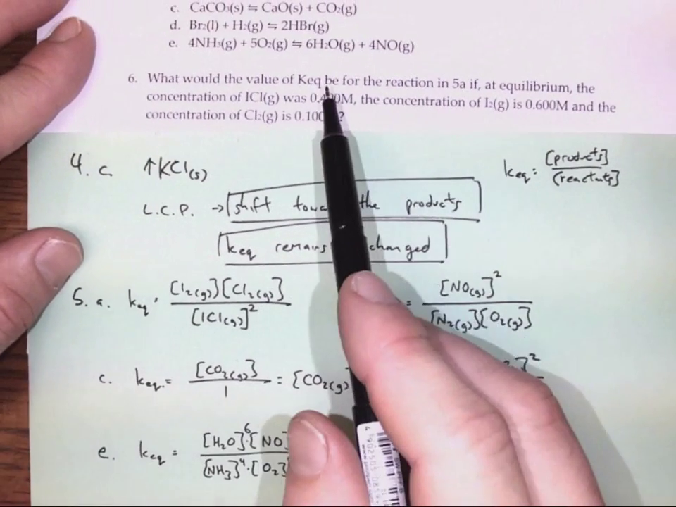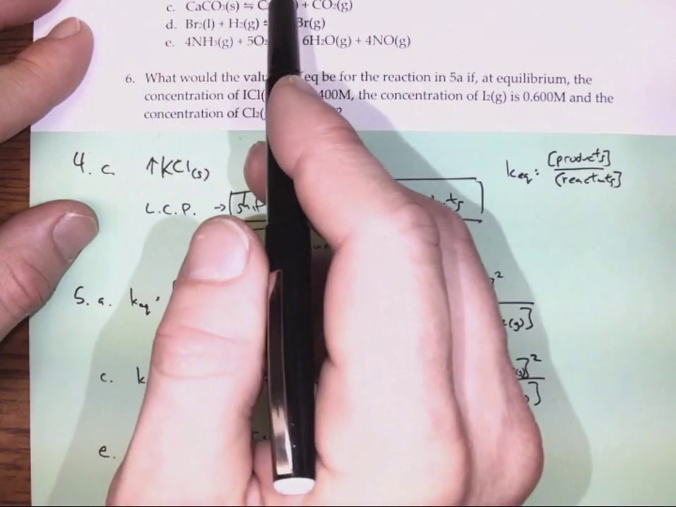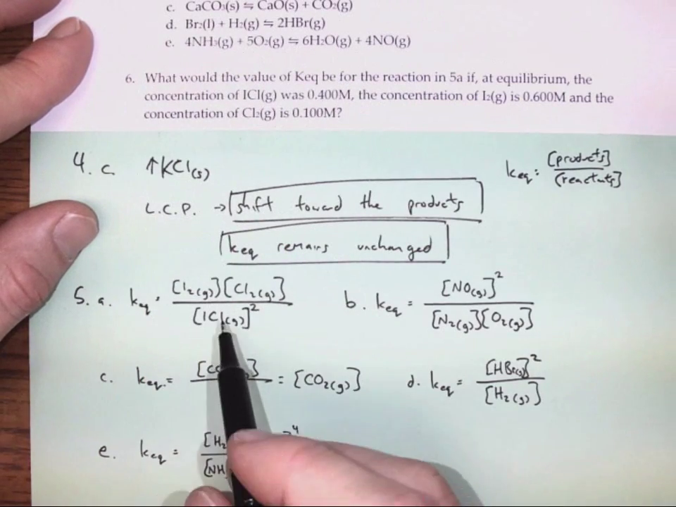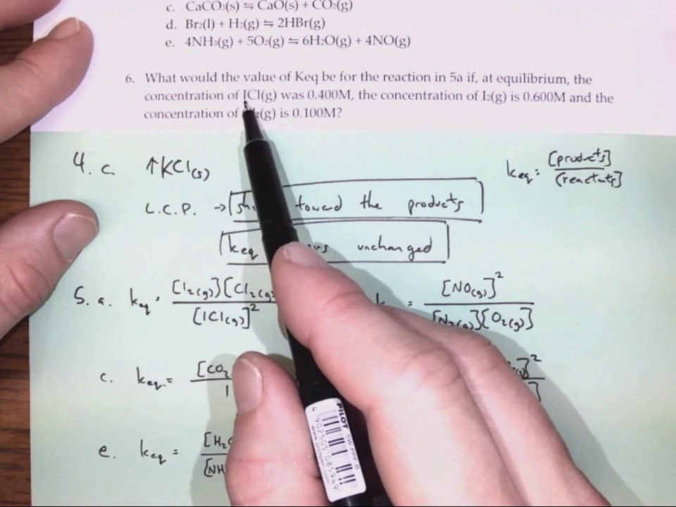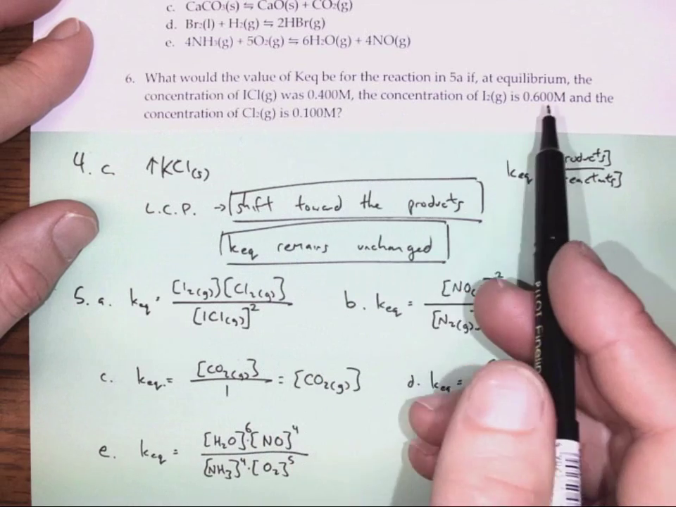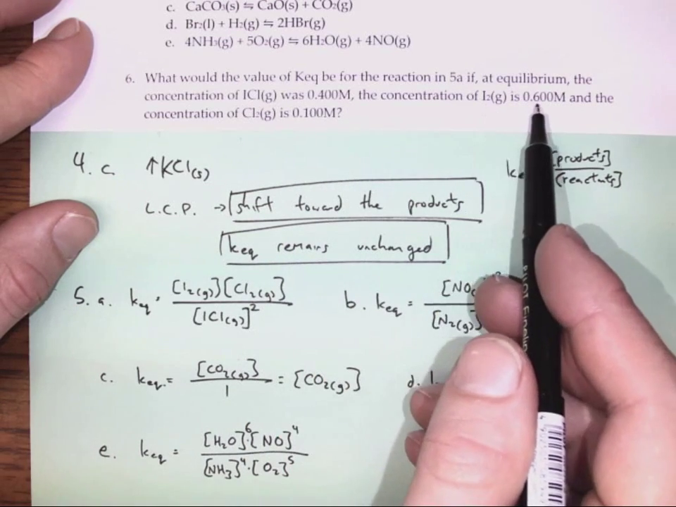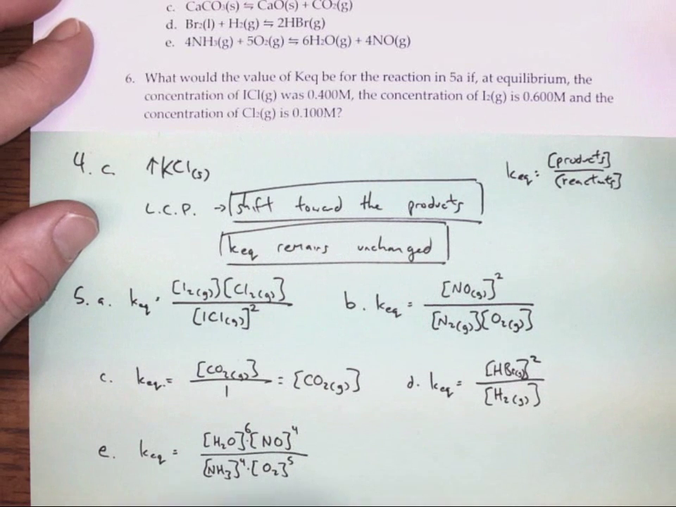All right, moving on. Okay, question 6. What would the equilibrium constant be for reaction 5A, this one, if at equilibrium the concentration of iodine chloride is 0.4 molar, concentration of iodine gas is 0.6 molar, concentration of chlorine gas is 0.1 molar? Okay, well, let's find out.